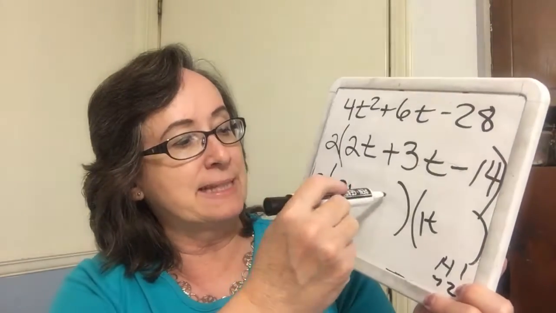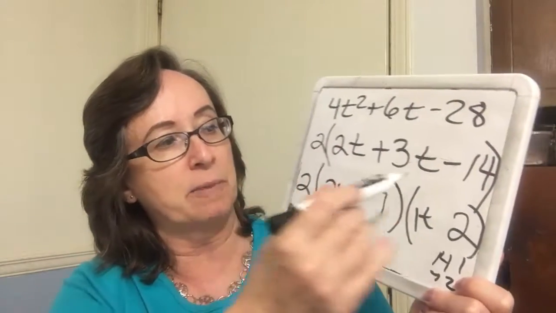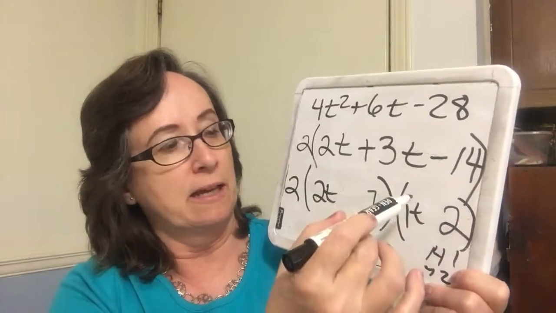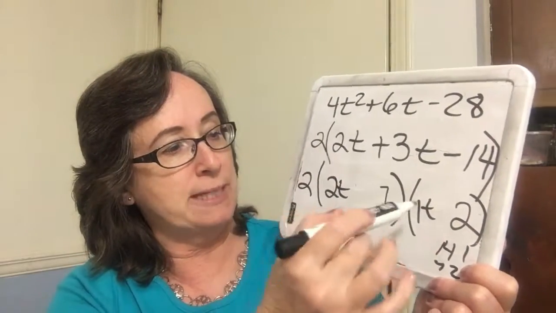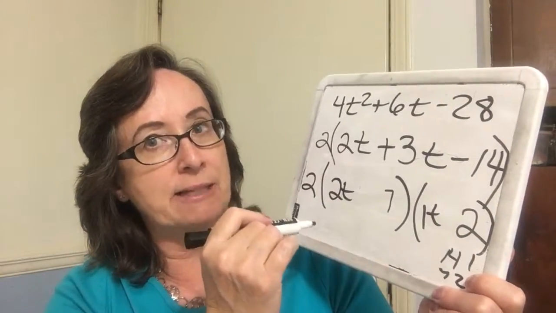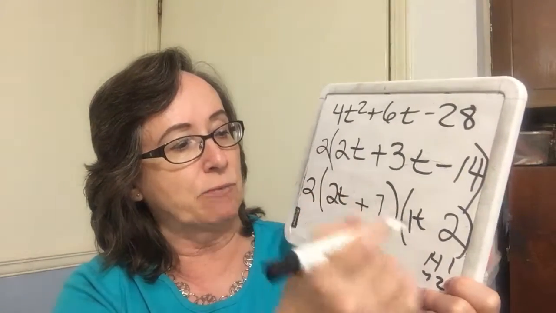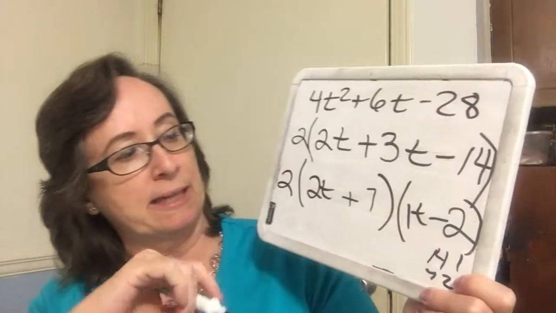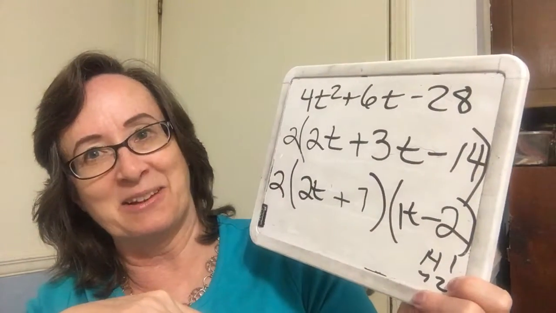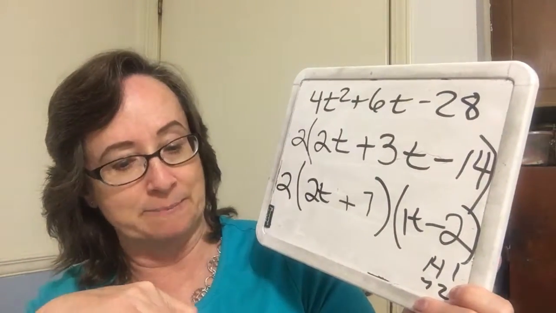If I put the 7 here and the 2 there, I'm looking for a difference. Okay, so I'm going to end up with 4t and 7t, and the difference is 3t. I want my larger one to be the positive one and the other one to be the negative one, and those are the factors of that one, which did not wind up being a perfect square trinomial.